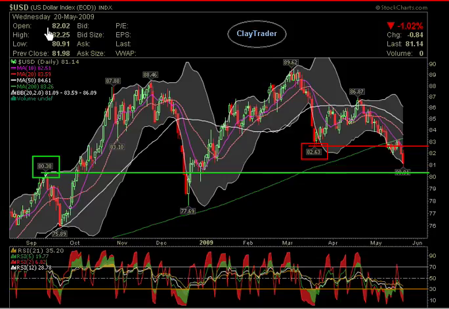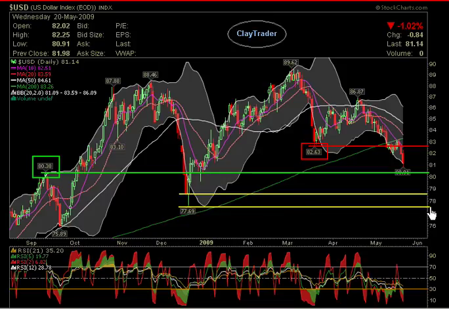Now, if this does not hold, then my new price target on the US dollar is going to be right down here around 78.50 to about 77.50, so about a $1 range. I think it'll come anywhere in between this region down here. But first things first, we need to see how it reacts when it gets down to this 80.30 area.